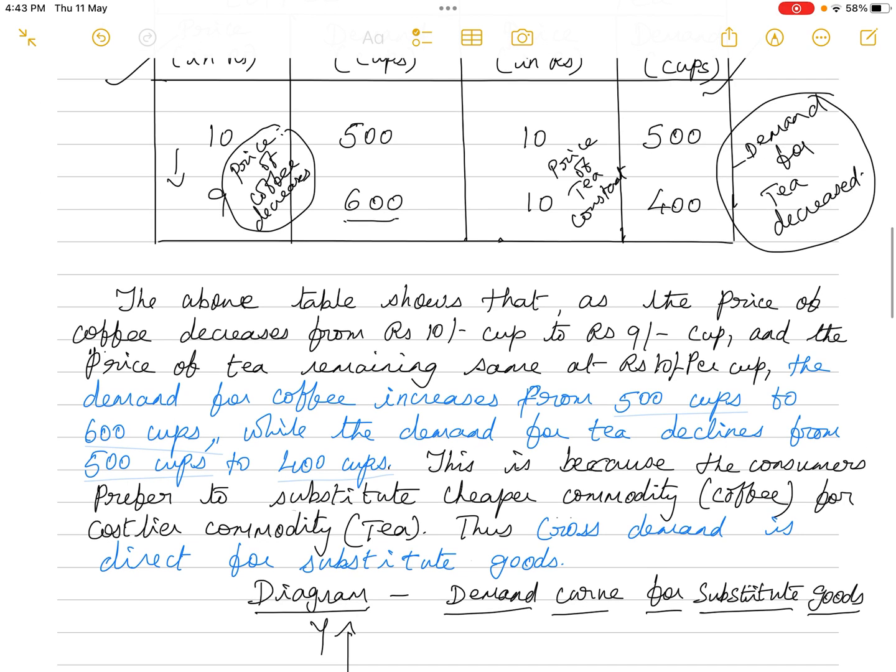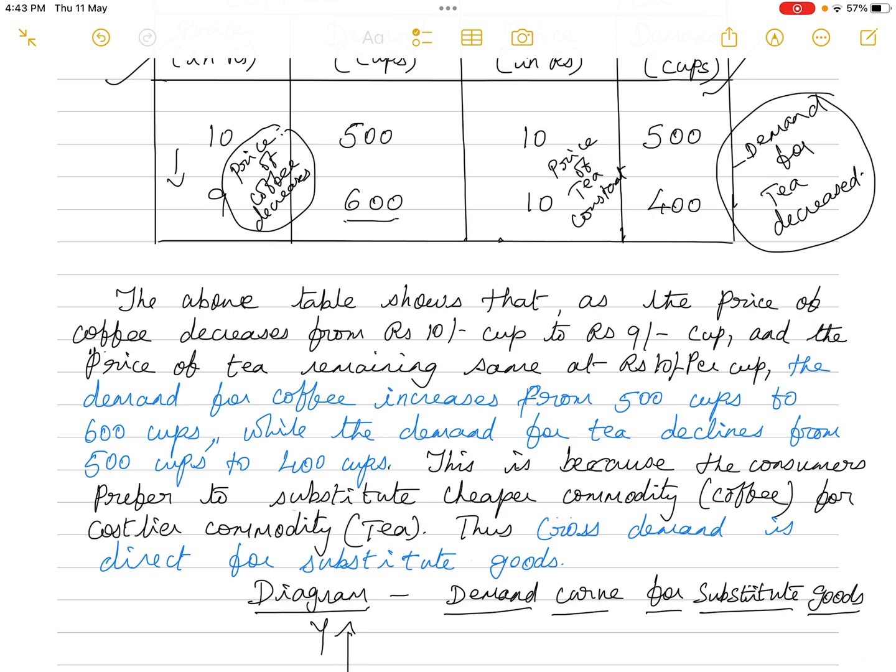So the same thing you are explaining in the form of sentences. The above table shows that as the price of coffee decreases from rupees 10 per cup to rupees 9 per cup and the price of tea remains the same at rupees 10 per cup, the demand for coffee increases from 500 cups to 600 cups while the demand for tea declines from 500 cups to 400 cups. This is because the consumer preferred to substitute cheaper commodity coffee for costlier commodity tea. Thus cross demand is direct for substitute goods.